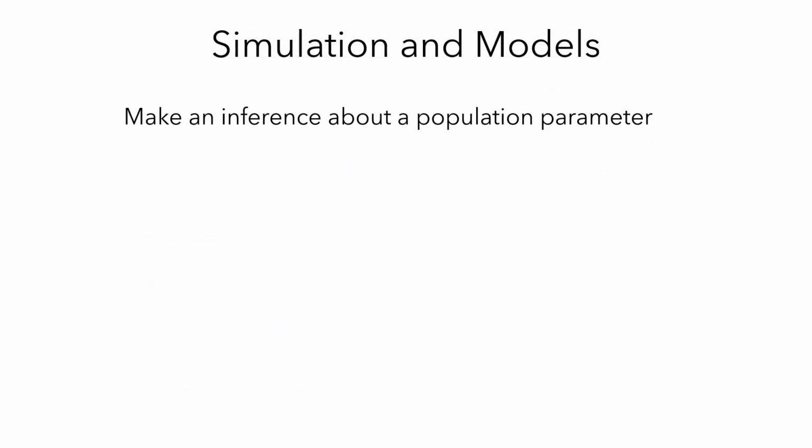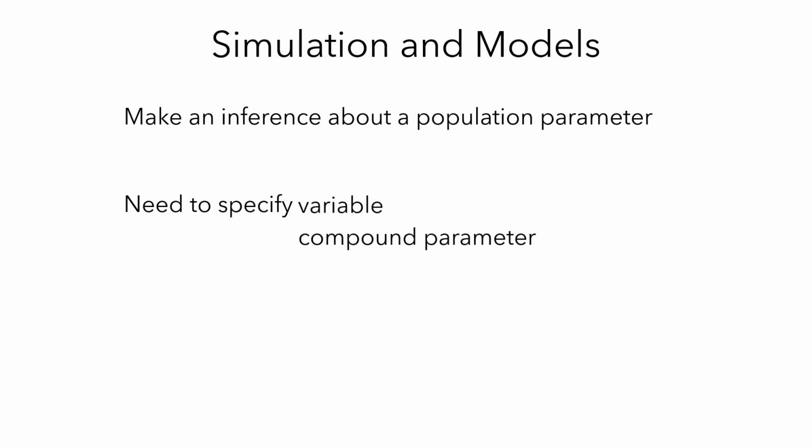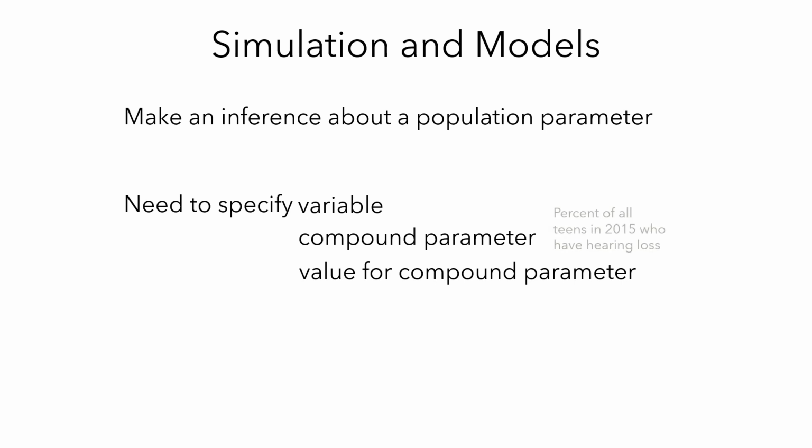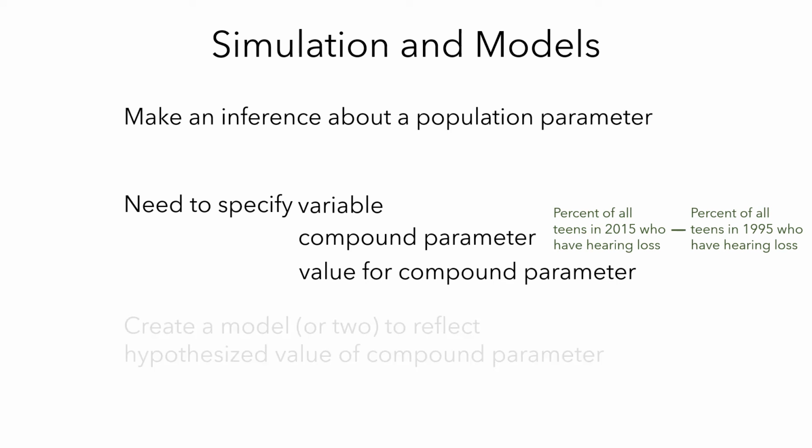Our goal was to make an inference about a population parameter. In our example, we had two populations. To make this inference, we needed to specify what variable we're looking at, the compound parameter we care about, and the value of the compound parameter we're hypothesizing. In our examples, the compound parameter was the difference in the percentage of teens that had hearing loss in 2015 and 1995.